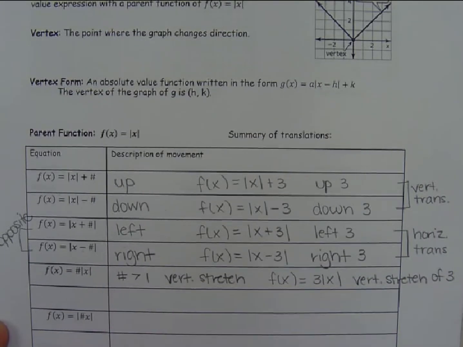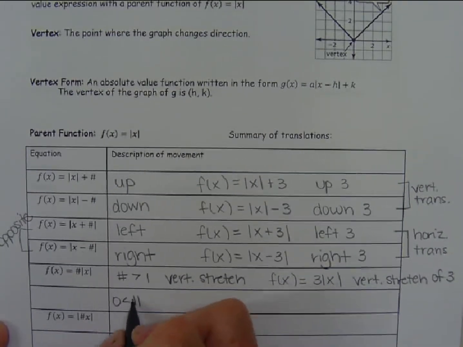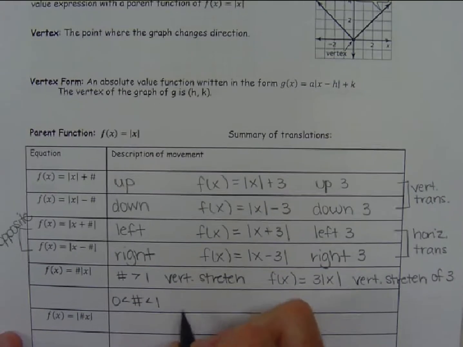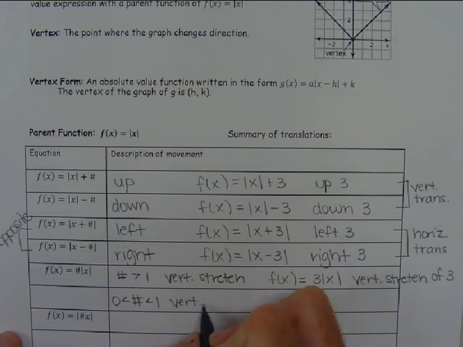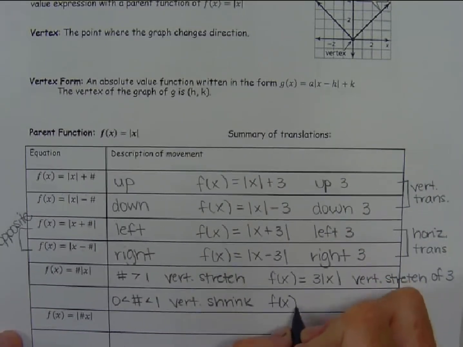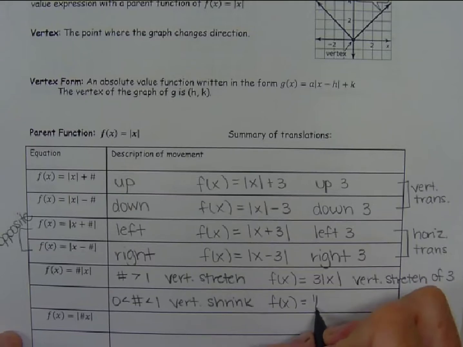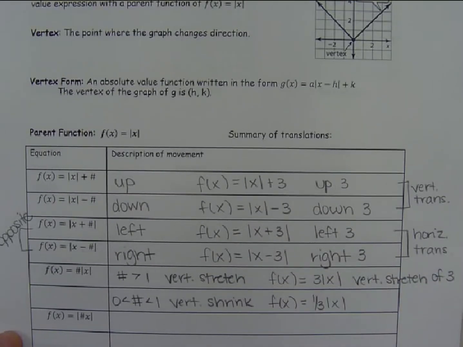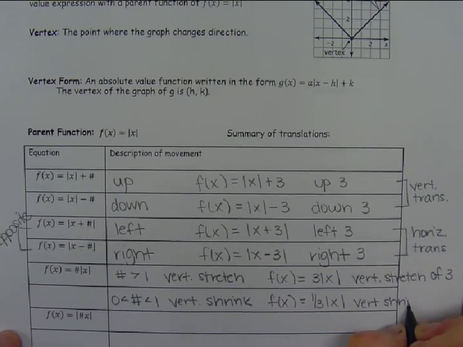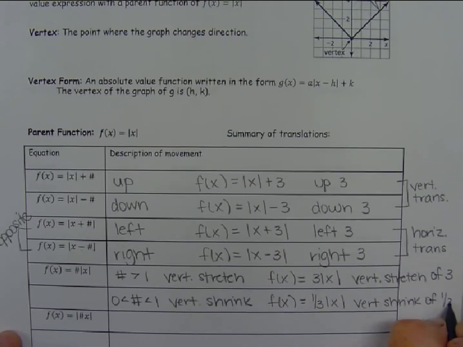So what if the number is not greater than 1? If the number is between 0 and 1, what it actually does is, instead of skinnier, it makes it wider. So that is actually called a vertical shrink. An example of that might be f of x equals 1/3 absolute value of x, and that is called a vertical shrink of 1/3.